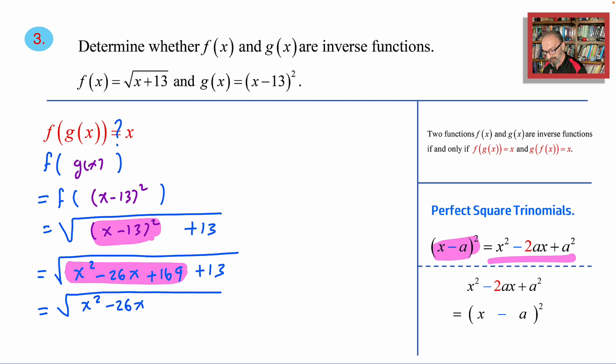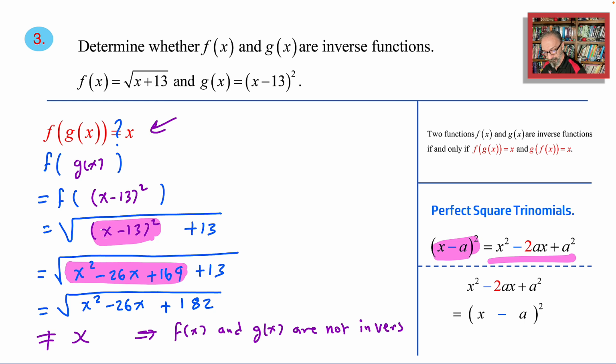Simplifying, I have x to the second minus 26x. 169 plus 13 is 182. Now clearly this is not equal to x. There is no way I could simplify this and make it equal to x as we're looking for, which means this implies that f of x and g of x are not inverses. That should do it for number 3.